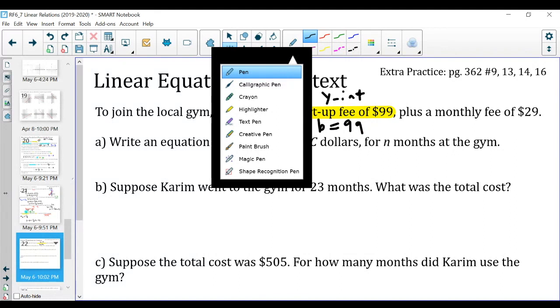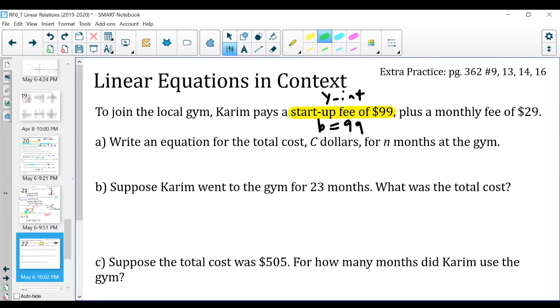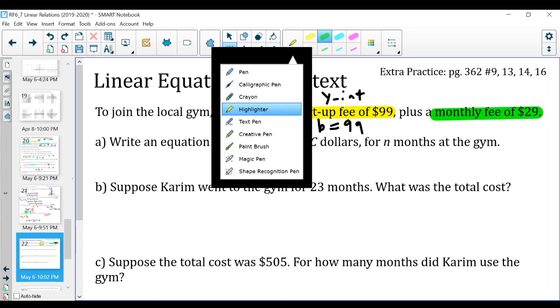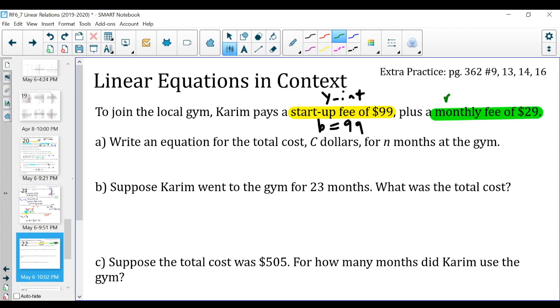And plus your monthly fee. This is something that increases every single month. So anytime you see a monthly or daily fee or whatever, when it comes to these types of problems, instinctively you should be thinking that is going to represent your rate of change, or your slope. So for the rate of change, you're going to end up paying $29 per month. For every 1 month, you're paying $29. And this is going to represent your m value.